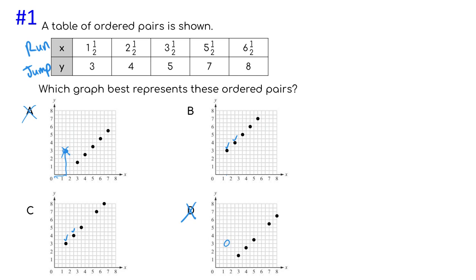Okay, next dot should be at 3.5, 5. So between 3 and 4 and then up to 5. B's got it, 3.5, 5. C's got it.